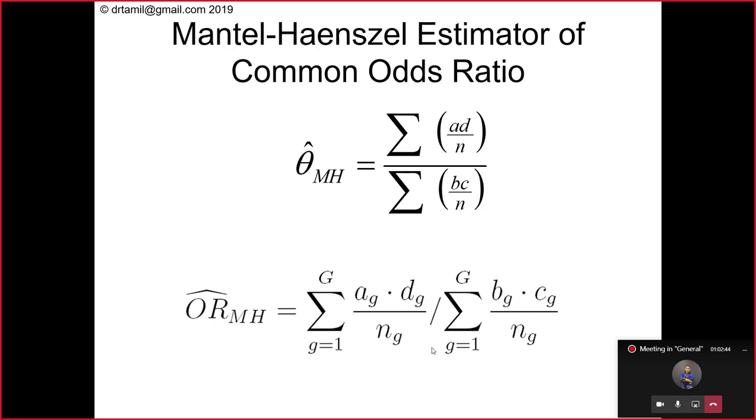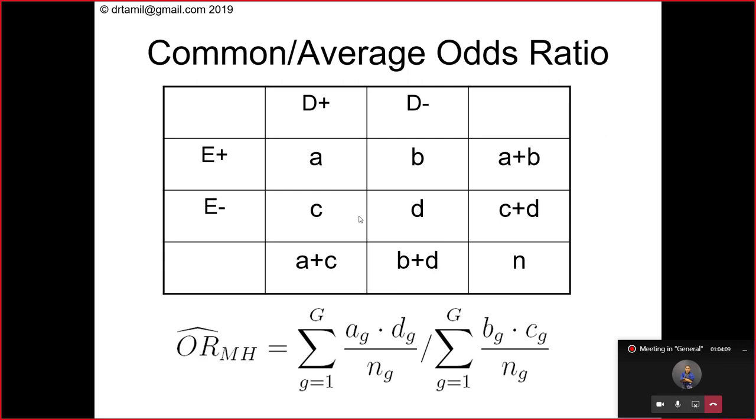So to get the common odds ratio, they have what they call the Mantel-Haenszel estimator of the common odds ratio. So this is the formula: AD divided by N, over BC over N. Please take note, you have to do it for every cell. Because you got four stratification tables, we have to do it for every one of the tables.